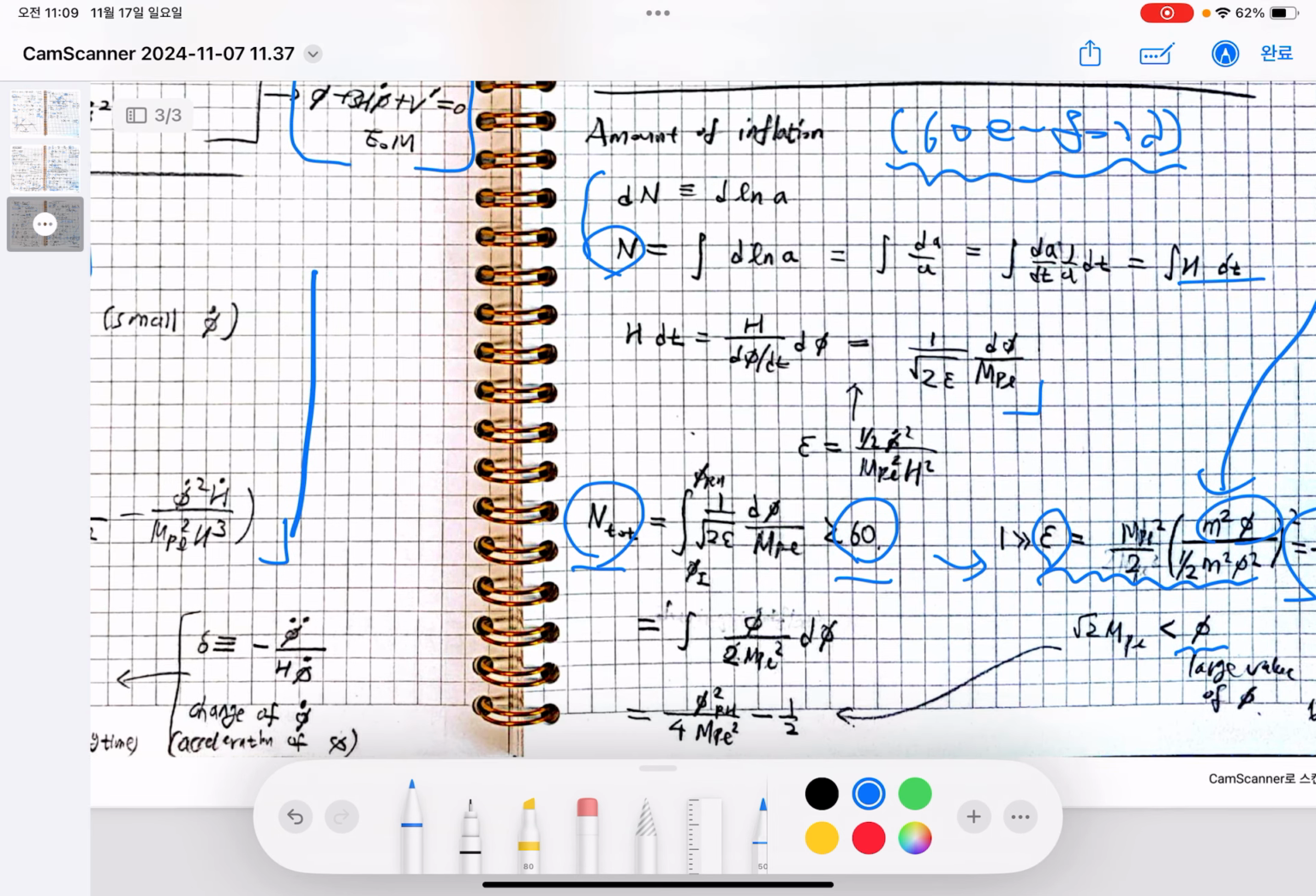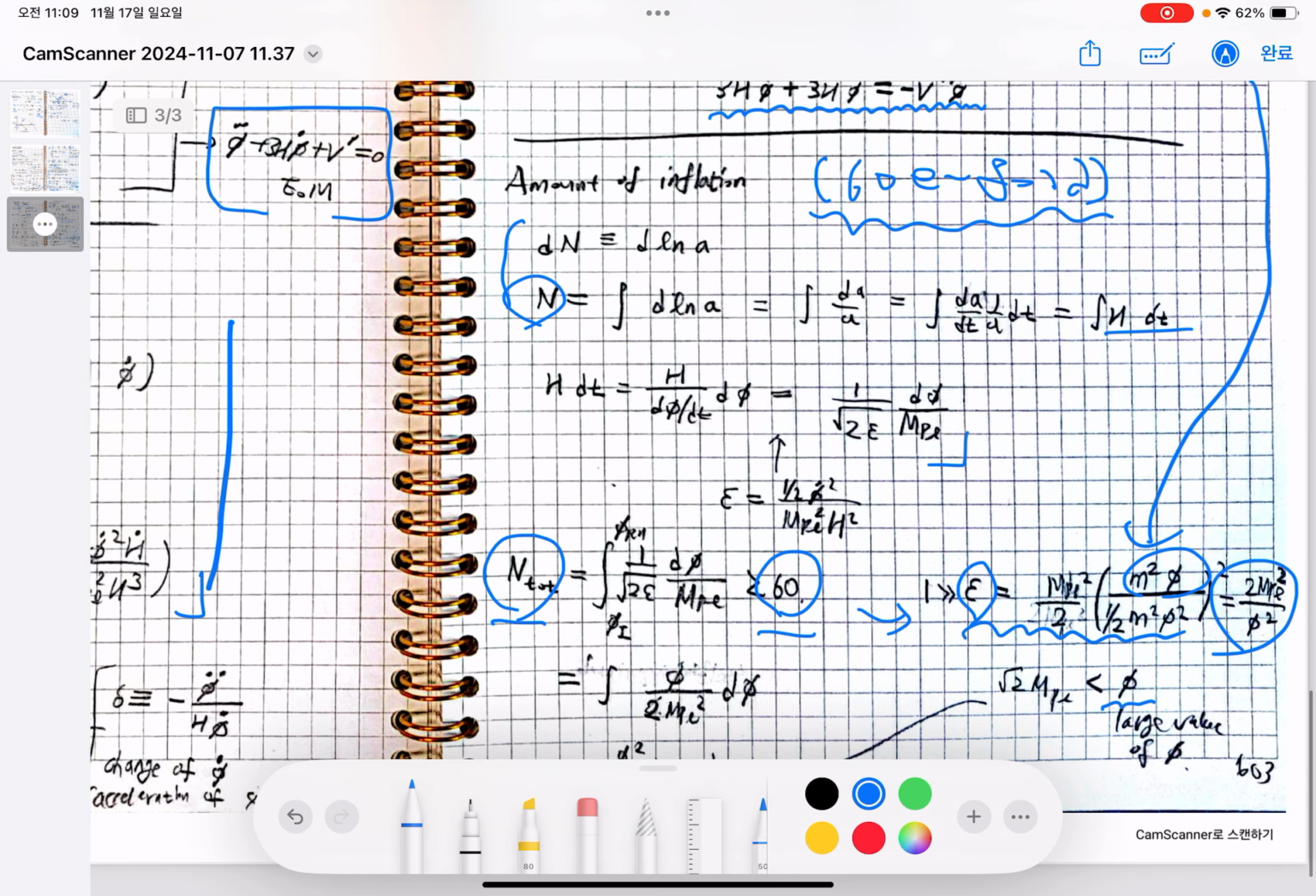Thus we discussed the inflation conditions with the two parameters epsilon and eta to make the slow roll through the Hubble, and also for maintaining epsilon over a long time.